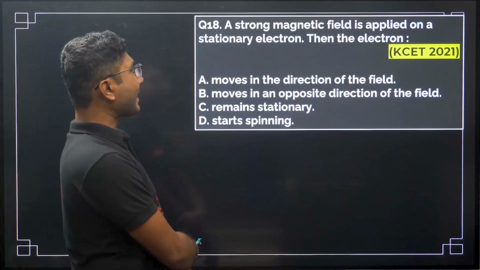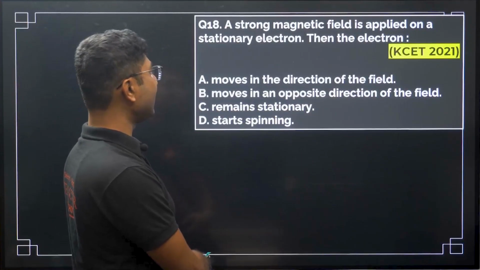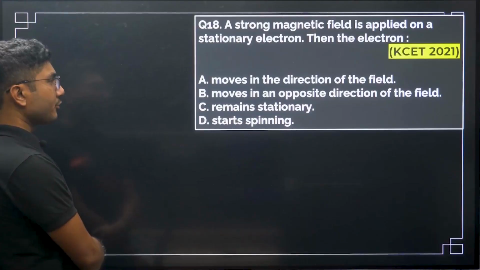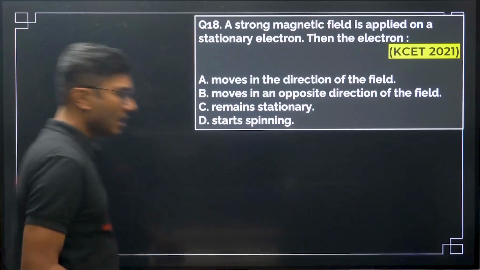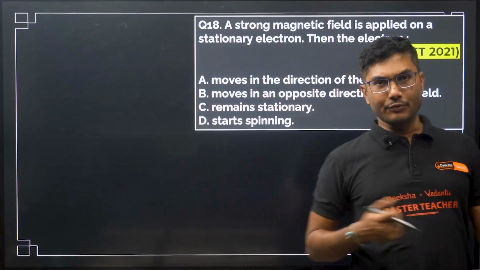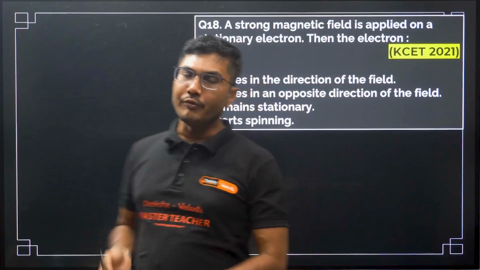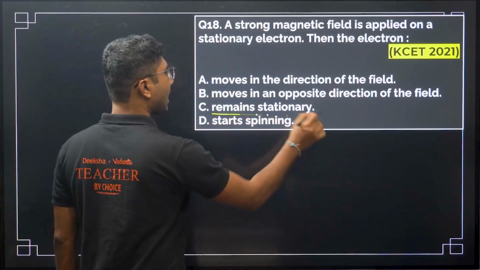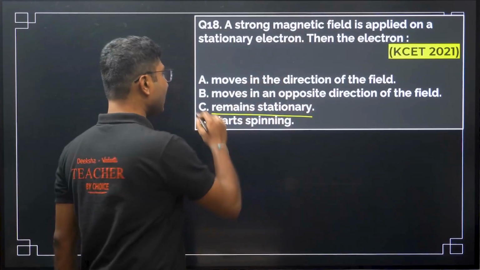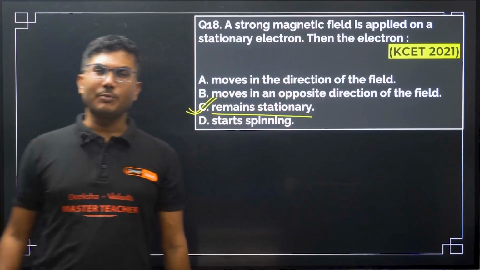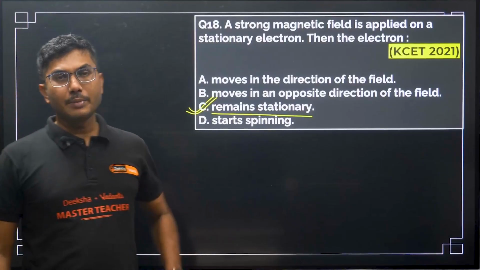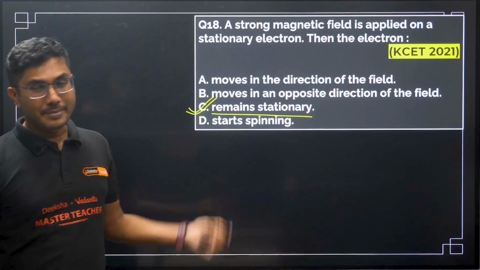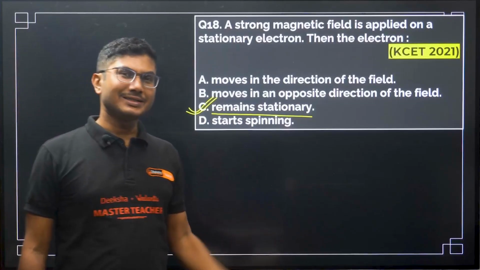Next, a strong magnetic field is applied on a stationary electron. Then the electron moves in the direction of the field, moves in the opposite direction of the field, remains stationary, or starts spinning. So remember that magnetic force acts on a charge which is moving. Magnetic force does not act on a stationary charge. So if the charge is stationary at the beginning, it will remain stationary even if you apply the strongest possible magnetic field, because the force is V cross B. V is 0, so the magnetic force will be 0. If the magnetic force is 0, that means the charge will remain stationary.